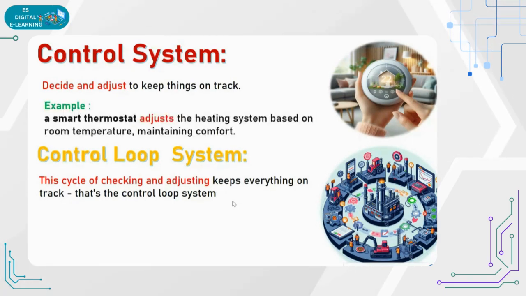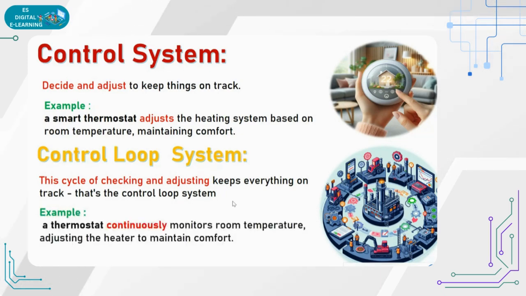An example for the control system is the smartphone, where a smart thermostat adjusts the heating system based on the room temperature and maintains comfort. An example for the control loop system is the same: it continuously monitors and adjusts the inside temperature, because we don't want manual presence in a control loop system.